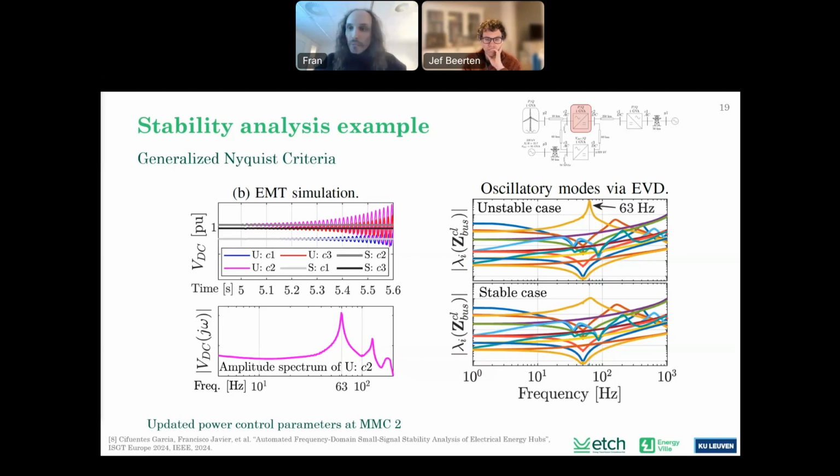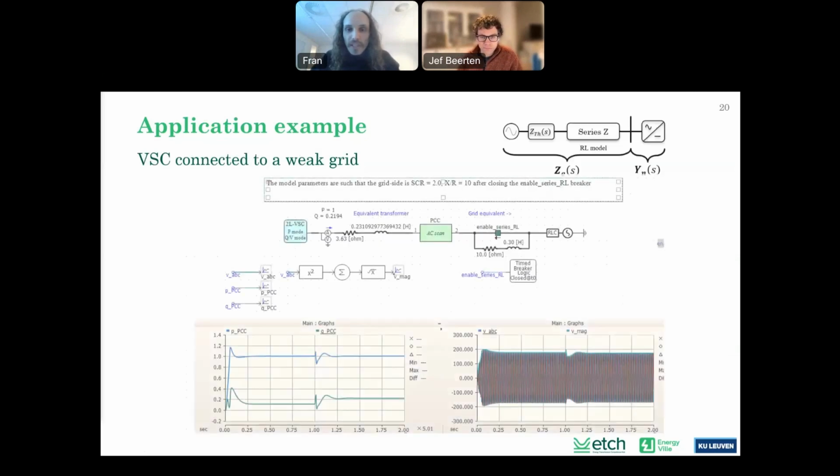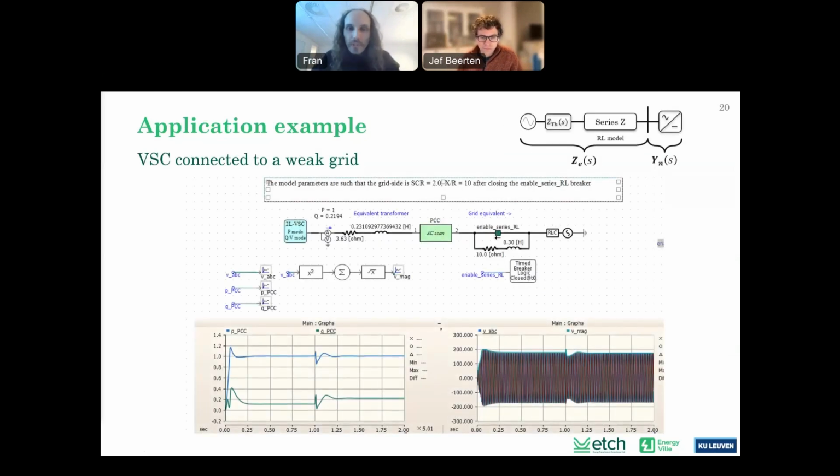And now I will move forward with another example, maybe more simple in what we are studying, but different in the sense of what we are showing. So let's look at a converter connected to a weak grid. Maybe for you this will be boring because you see the term weak grid everywhere, but it's relevant nonetheless. So let's consider this system, which in PSCAD looks like this. We just have a two-level converter, a simple Thevenin equivalent, and we place right in the middle our toolbox library.